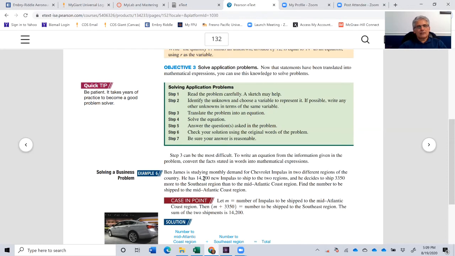Let's take a look. Ben James is studying monthly demand for Chevrolet Impalas in 2 different regions of the country. He has 14,200 new Impalas to ship to the 2 regions, and he decides to ship 3,350 more to the Southwest region than to the Mid-Atlantic Coast region. Find the number to be shipped to the Mid-Atlantic Coast region.